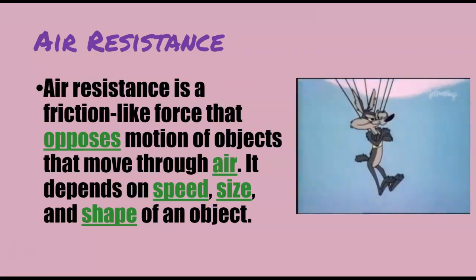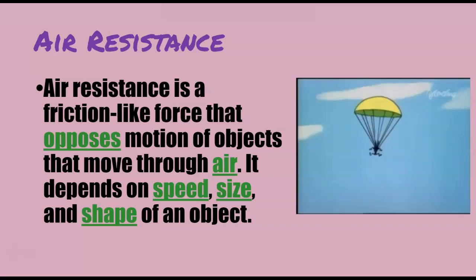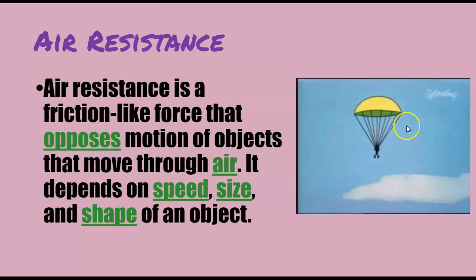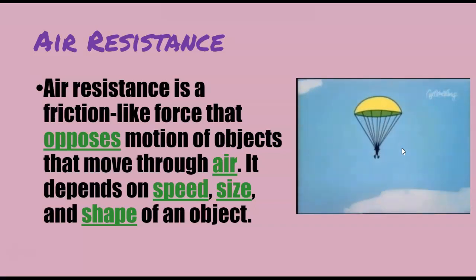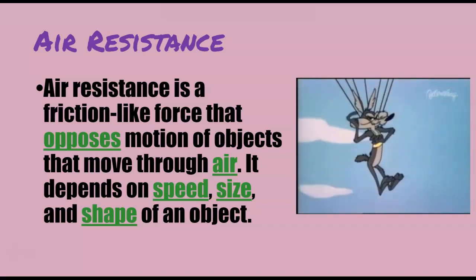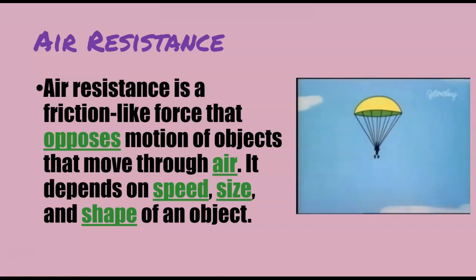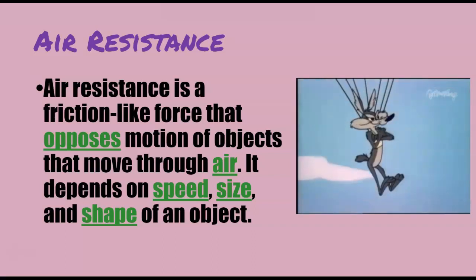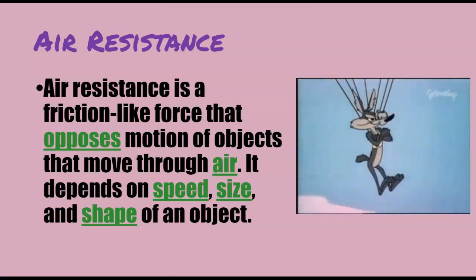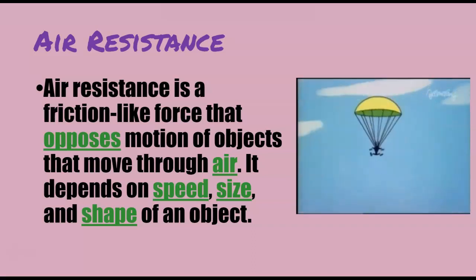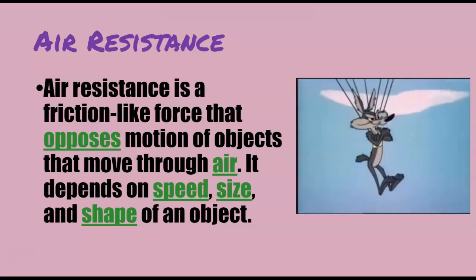All right, and the force that opposes gravity is air resistance. And you can kind of see this on our little parachute. Wile E. Coyote. So air resistance is a friction-like force that opposes motion of objects that move through the air. It depends on speed, size, and shape of an object.